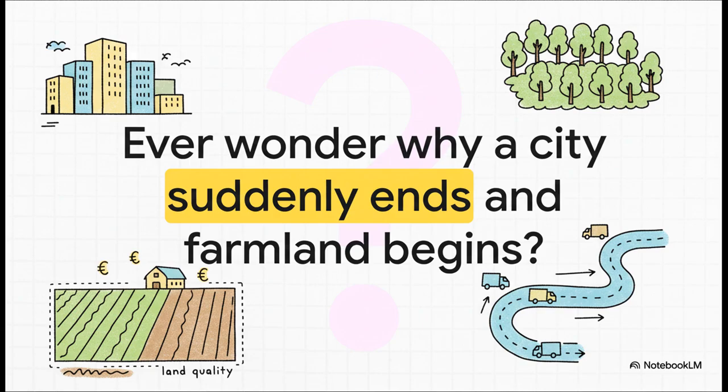You know that feeling, right? You're driving, surrounded by buildings and traffic, and then bam, it's just open fields as far as the eye can see. It feels like someone just drew a line on a map. But it's not random at all. There is a powerful, invisible economic logic at play, and we are going to break it down piece by piece.